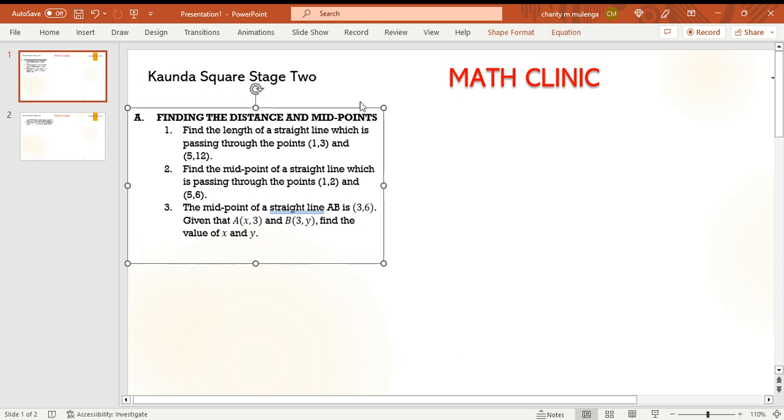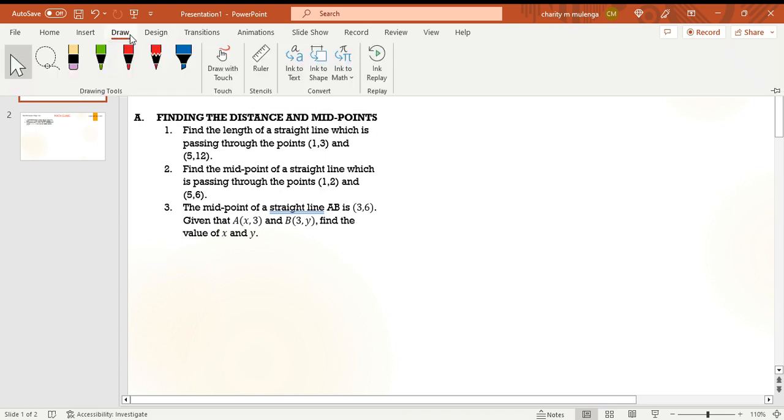Okay, in today's tutorial, we're going to be learning how to find the distance and the midpoint, and one advanced question that you might be asked in your final exam.